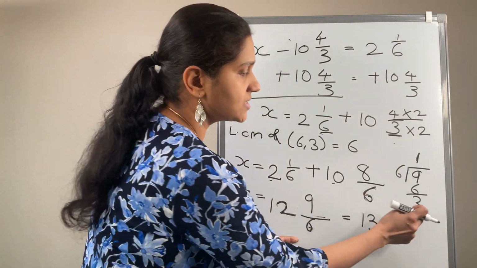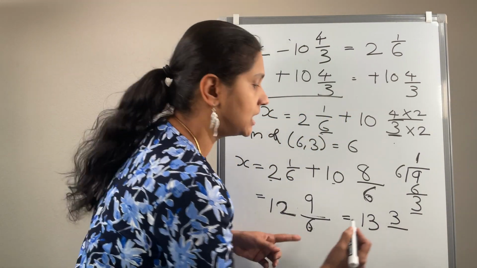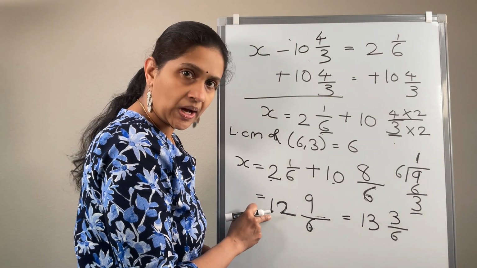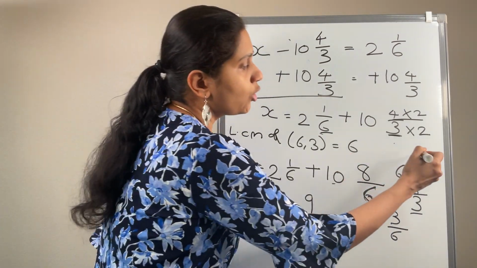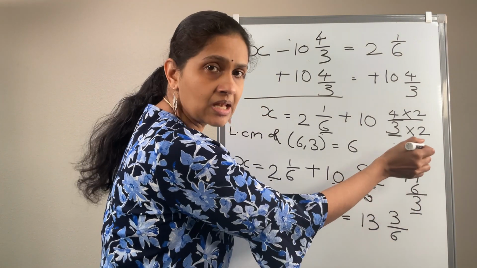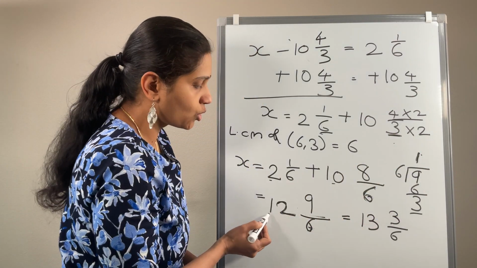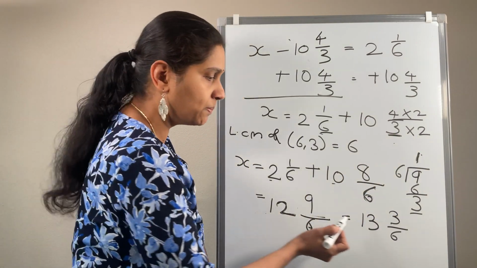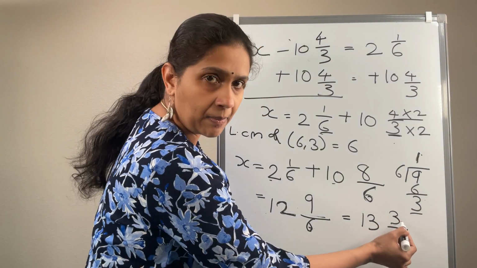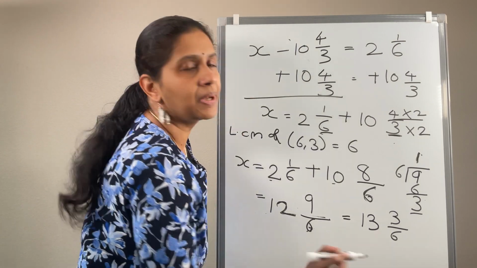And then what is the remainder? 3. 3 by what is here in the denominator? 6. Again I am telling you, here you have the whole number 12. You are adding the quotient. What you got after dividing 9 by 6, the quotient is 1 and the remainder is 3. So you add this quotient to the whole number 12 plus 1, that is 13. Then simply put the remainder divided by what is there in the denominator, 6. So simply write that.